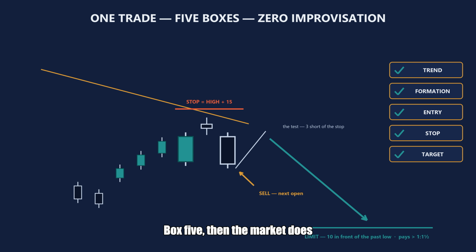Box 5. Then the market does exactly what it does half the time. Rallies back, kisses the high of the formation, 3 short of the stop, and rolls over. The test found no buyers. Price drops, the limit fills 10 in front of the old low. Every box checked. That is a professional trade, and the pattern was only box number 2.